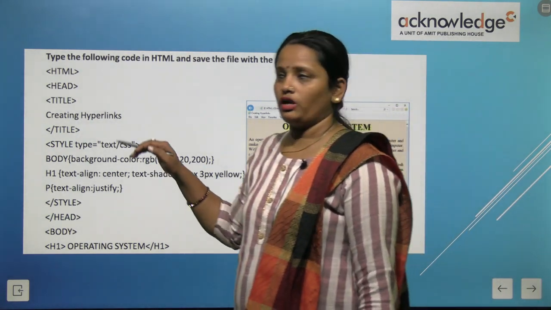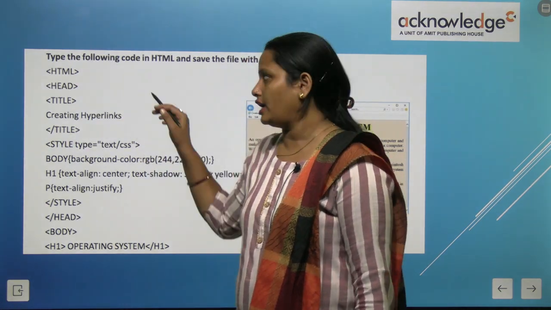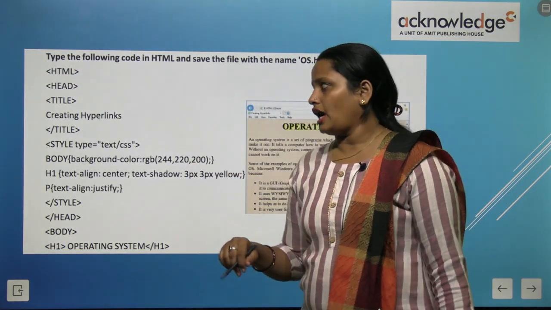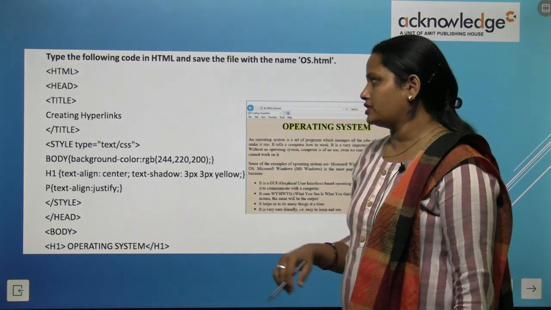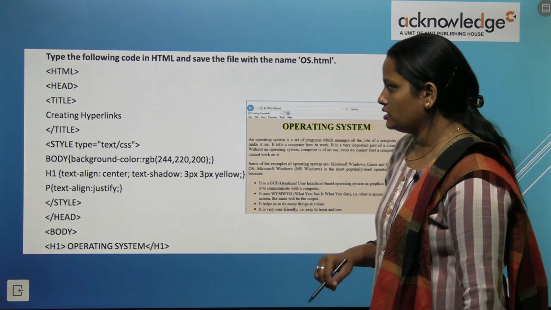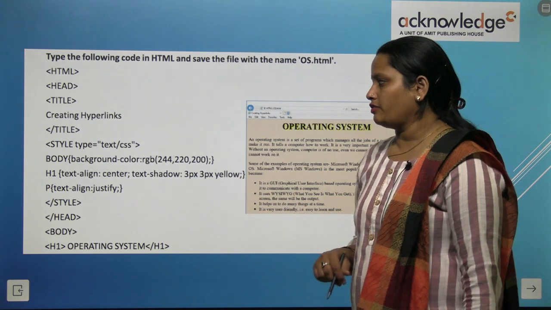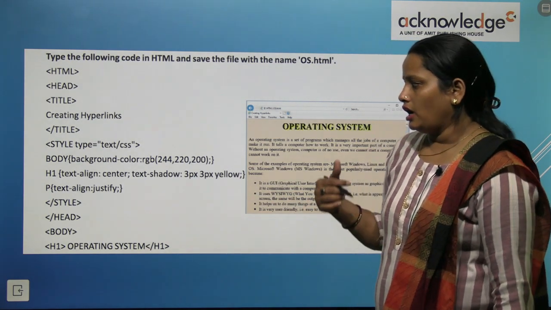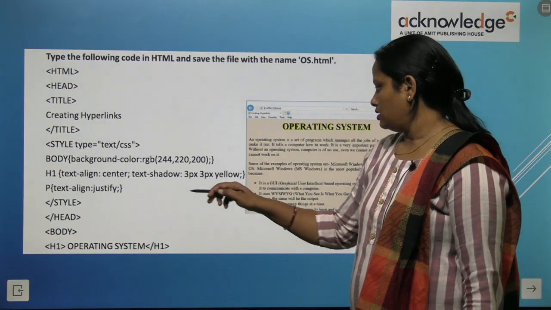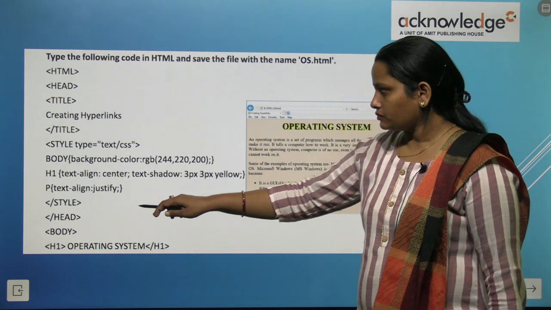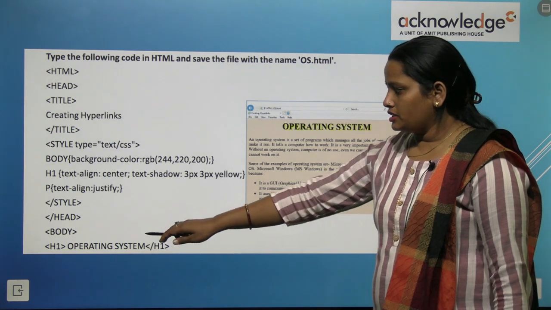So as we already know, as we have worked here, these are the starting things. HTML first we have to write, then heading, then title, then creating hyperlinks, then we have closing title. Next here we can see creating hyperlinks is given here. Then style is here, CSS is applied here, body is given. Then we have applied different types of alignments and text shadow and we have done all these things here. Then we have closed it and then we have to close the heading, then body, and this is given here.